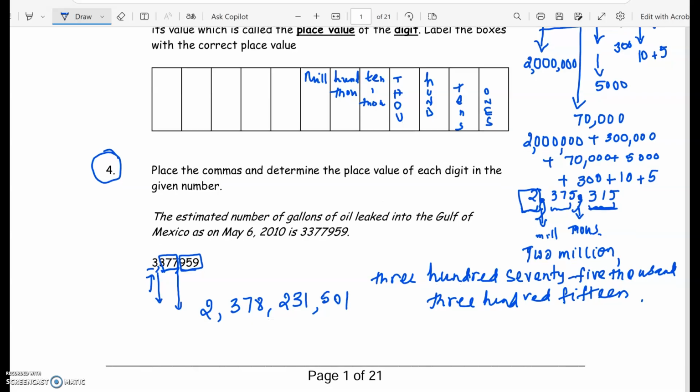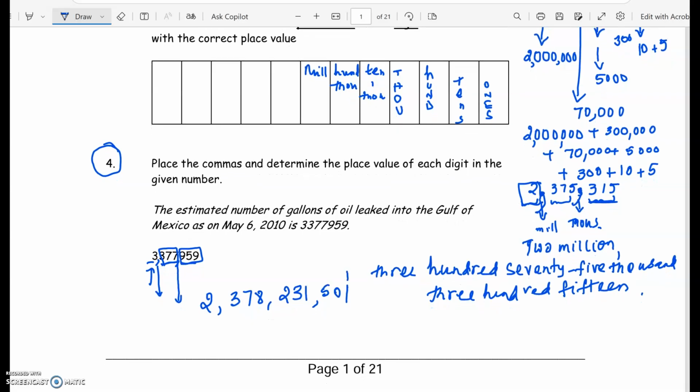Now what if we had a bigger number? So let's look at the place values. This is the ones place, this is the tens place, this is the hundreds, this is the thousands, this is the 10,000s, this is the 100,000s. Then we switch to millions, 10 millions, 100 millions, billions, and if we have another digit here, that would be 10 billion, and the next one would be 100 billion. And then we would switch to trillion. So now let's read this number.